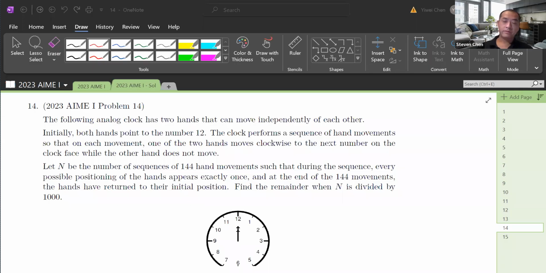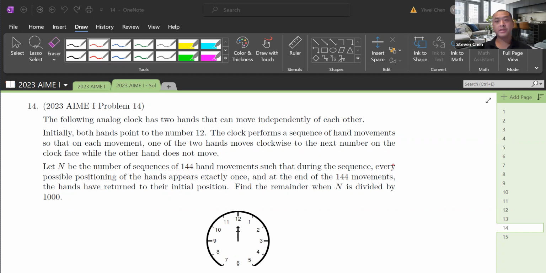Hello, everyone. Here I want to show you how to solve 2023 AIME I problem 14. This problem gives us an analog clock with two hands, a longer hand and a shorter hand. In each movement, we either move the longer hand or we move the shorter hand. We cannot move both of them. So we try to move for 144 movements.